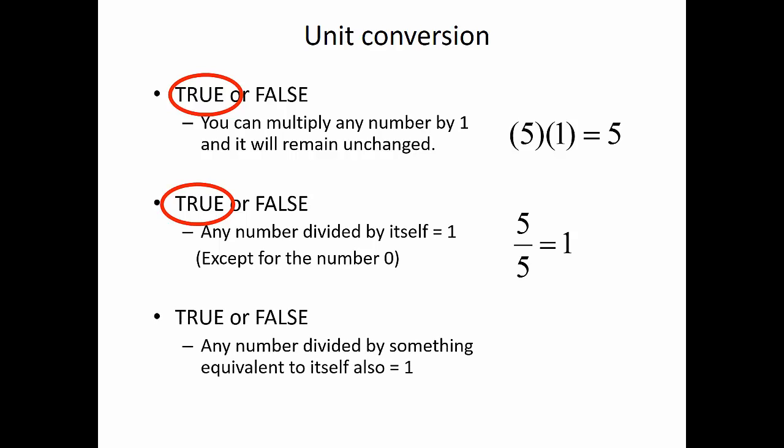How about this one? True or false, any number divided by something equivalent to itself also equals 1. This is also true. For example, a length of 12 inches divided by a length of 1 foot is still equal to 1. Both lengths are the same size, so if we divide them by the same size, they equal 1. This helps us in doing our unit conversions.